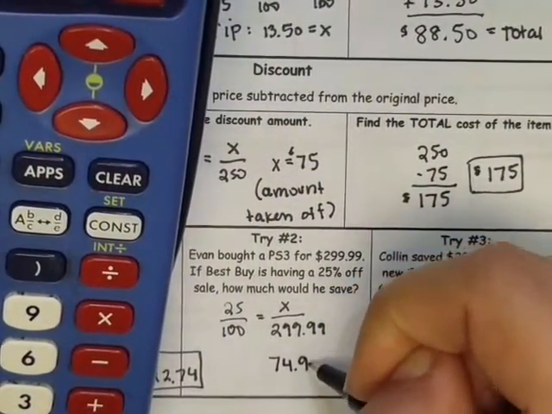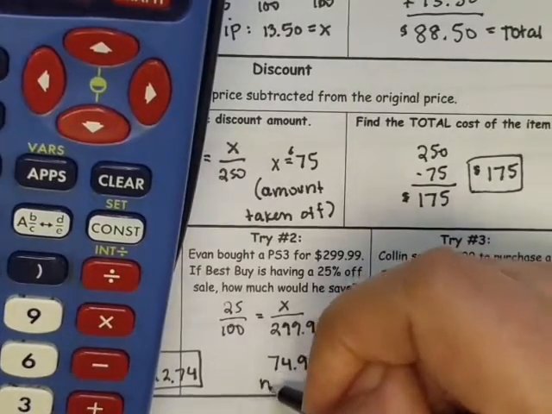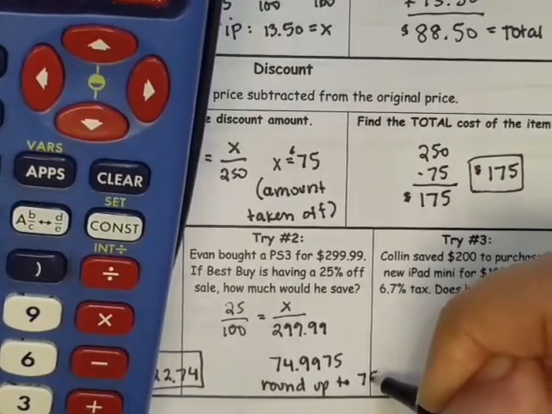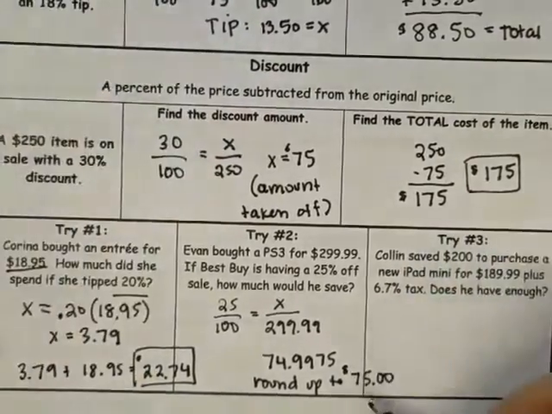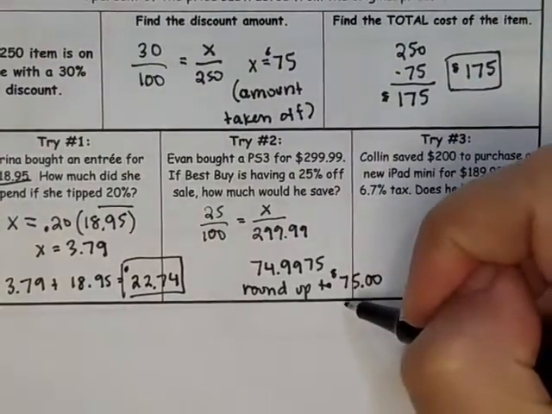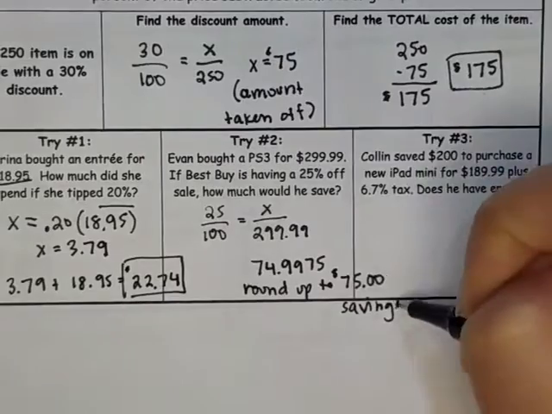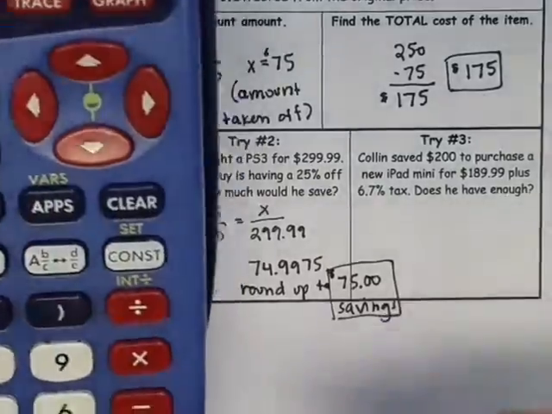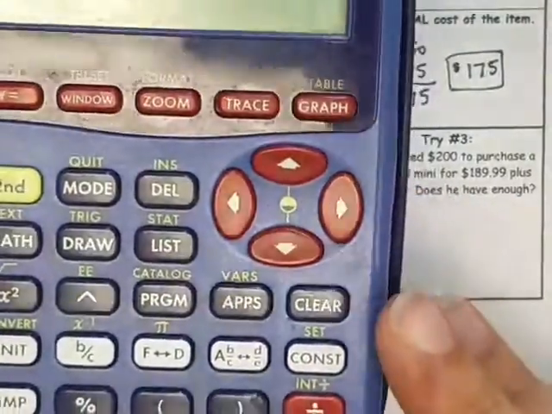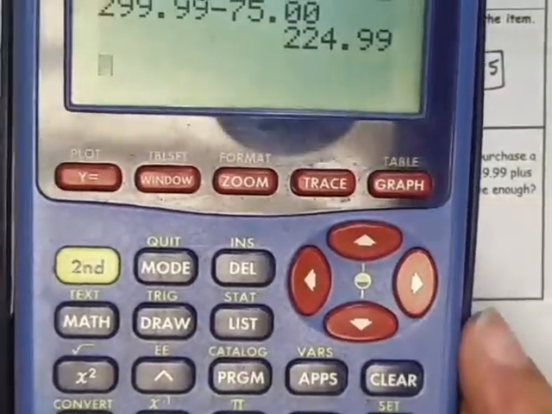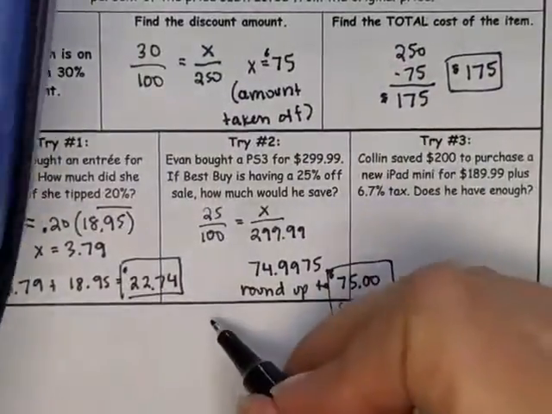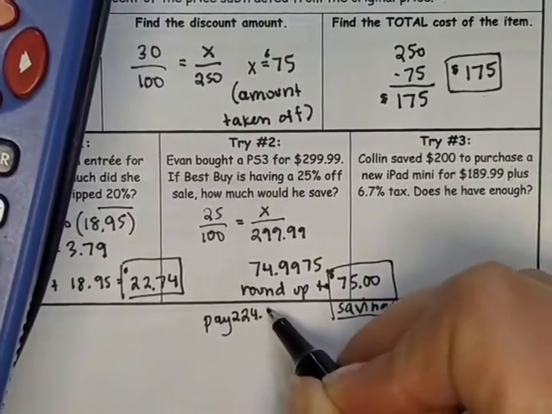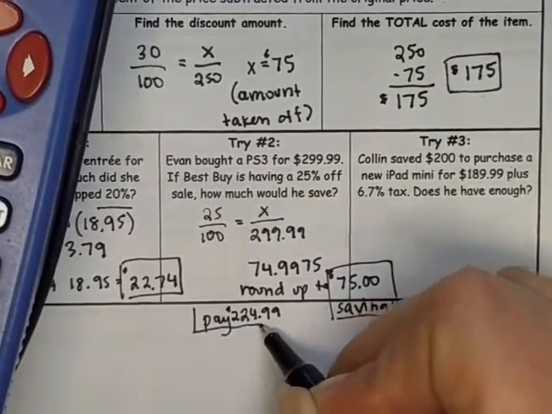So 74.9975, I'm going to round up to $75. So that's how much he's going to save, is $75. So this is his savings. So $75 savings. And if we want to take it one step further, we can actually tell Evan how much he's going to spend. So $299.99 minus $75 gives me $224.99. So he's going to pay $224.99.